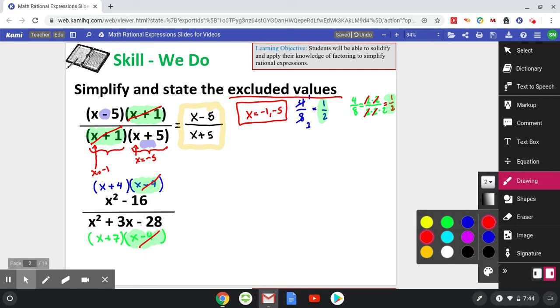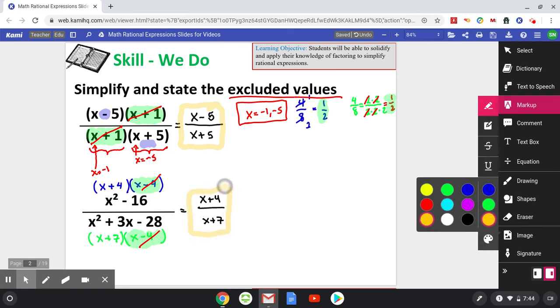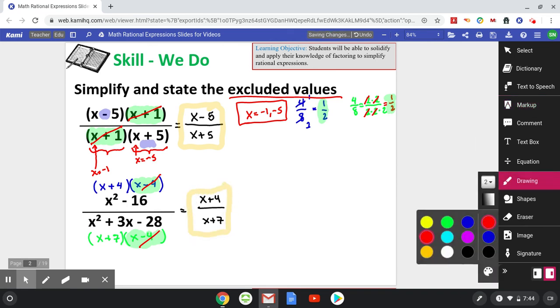The other ones don't cancel because they're different, and I would get x plus 4 at the top, x plus 7 at the bottom. This would be my solution. Now I need to determine which numbers are excluded values.